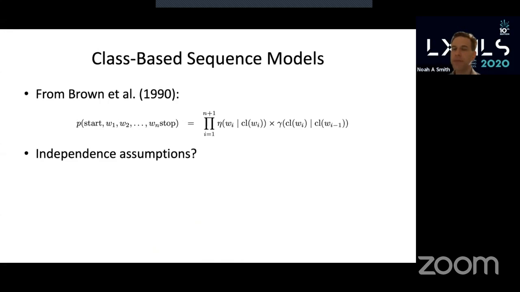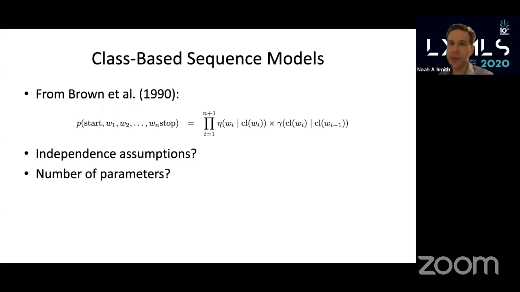So there's the math again. This model makes a rather different kind of independence assumption. First, it assumes that the words depend on nothing except their class. And second, it makes a Markov assumption about the classes. So each word's class depends only on the class of the word that came before, not even the word that came before, just the class.